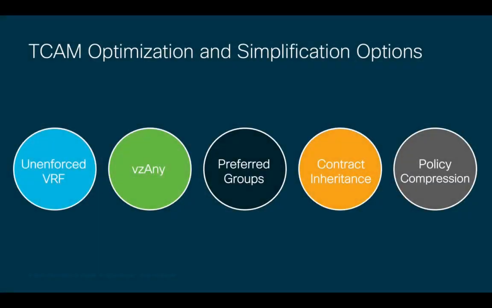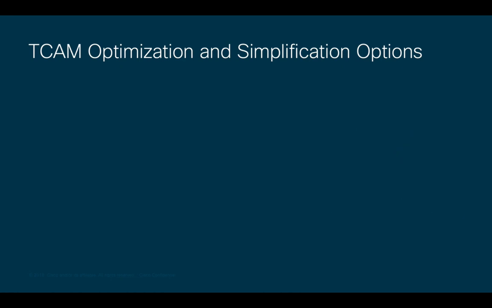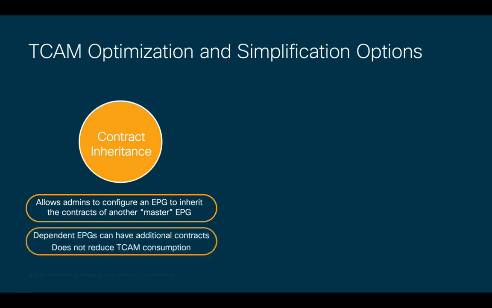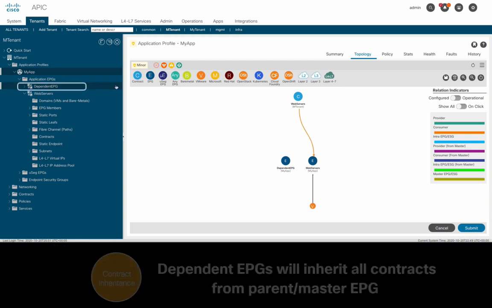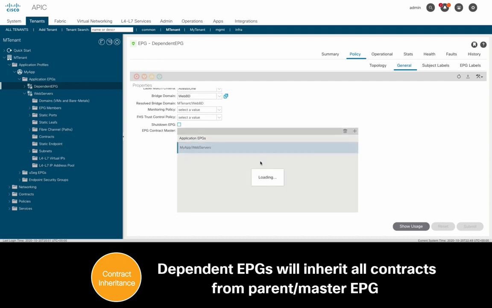Last, and only for your reference, there are two more options that may be useful to know about. The first one is contract inheritance, which means you can assign an EPG to inherit the contract of another master EPG, simplifying your configuration. You simply configure it by going to the EPG and in the General tab, specify the EPG contract masters you want to inherit contracts from.